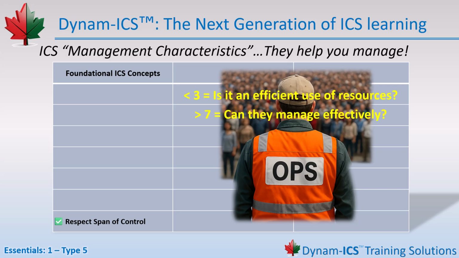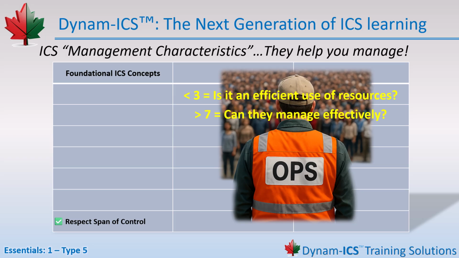Now, here's how to think about it. Less than 3 isn't about brain power. It's about efficiency. Do you really need one person supervising 1 or 2 people? Or can you reorganize and make better use of your resources? Above 7, that's where brain capacity becomes the issue. Can someone effectively track, support, and communicate with that many people in a fast-moving incident?